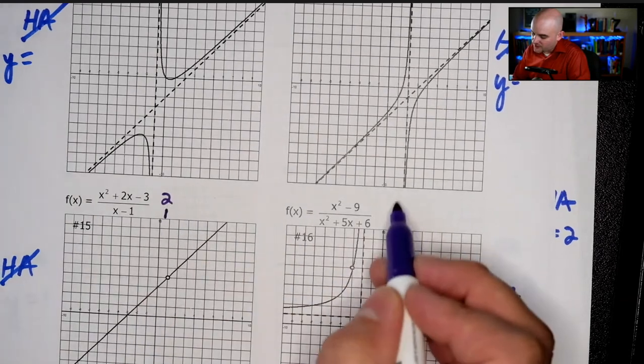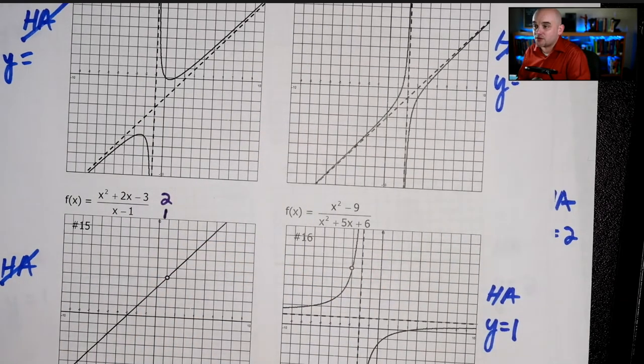The degree of this numerator right here, remember, is that highest exponent. What is it? It's a 2, and the degree of the denominator is a 1. So I'm just going to go through each one and write out the degree of the numerator and the degree of the denominator, and we're going to look for a pattern there, okay? Pause the video and try that one out.